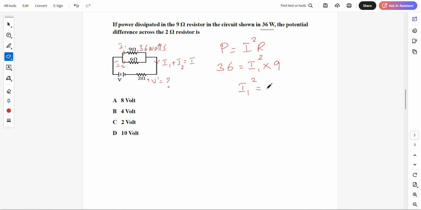I1 square is equal to 4, so I1 is equal to 2 amperes. 2 amperes of current is flowing. And now what is the voltage here? The same voltage will be there here.